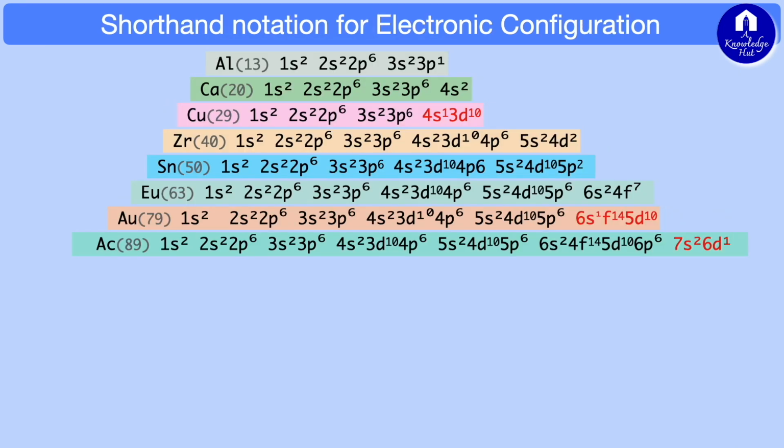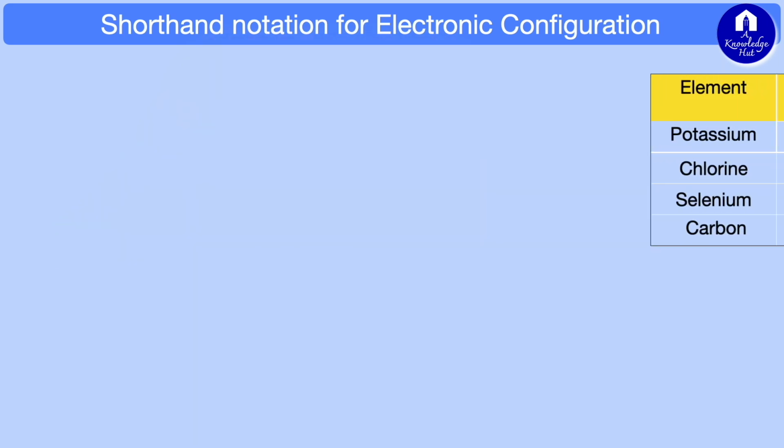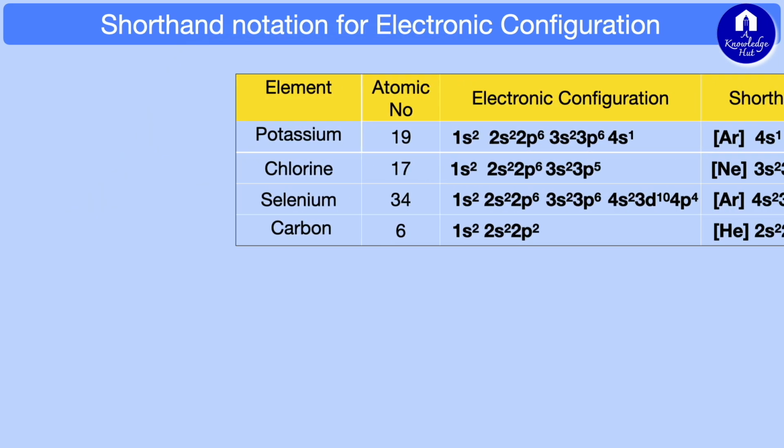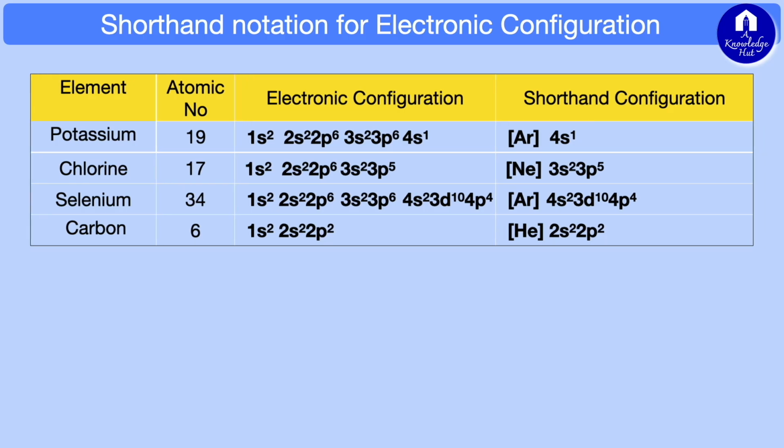You might have realized that the electronic configuration of elements with higher atomic number becomes quite long and untidy. There is a shorthand notation that uses the symbol of the nearest noble gas in a square bracket, followed by the configuration of the valence electrons. For example, the electronic configuration of potassium can also be written as [Ar] 4s1, where Ar in square brackets indicates the electronic configuration of the nearest noble gas, argon. In the same way, chlorine's shorthand configuration can be written as [Ne] 3s2 3p5.